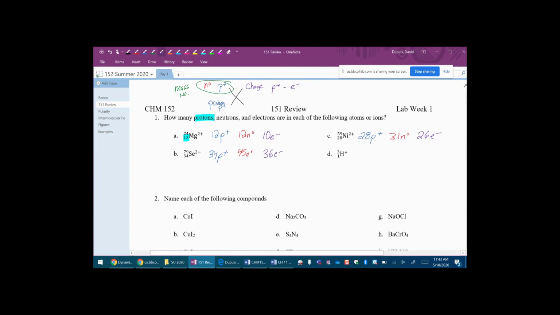And last but not least, we got the isotope of hydrogen called tritium. Of course, hydrogen has 1 proton always. In this case, it's 2 neutrons. And it looks like it has 0 electrons. So hopefully that makes sense for everybody. Hopefully that was a refresher.